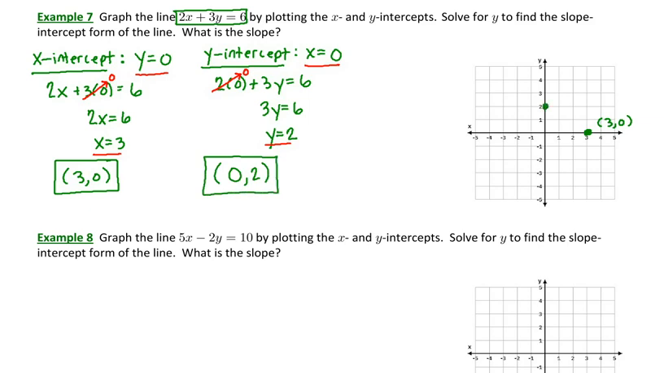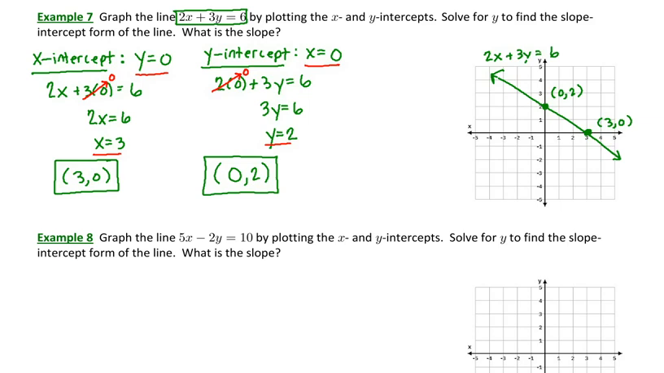We can update our graph over here with the y-intercept at 0, 2, and now we have enough information to graph the line. So let's connect these dots with a straight line, remembering to keep arrows on the end, and we have a complete graph. I'll go ahead and label this with its general form, 2x plus 3y equals 6.